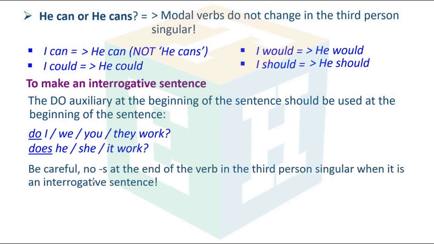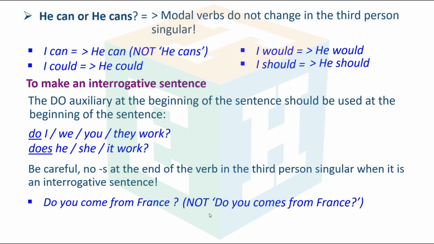Be careful. No s at the end of the verb in the third person singular when it is an interrogative sentence. Do you come from France? Not do you comes from France. Does it rain? And not does it rains.